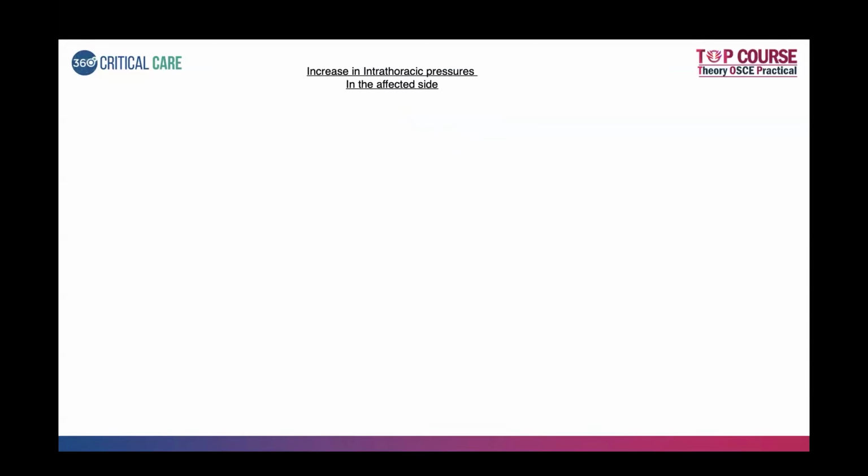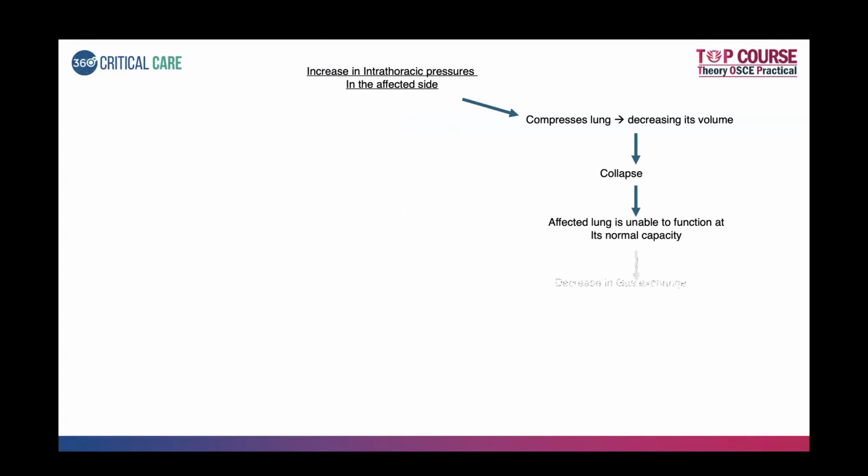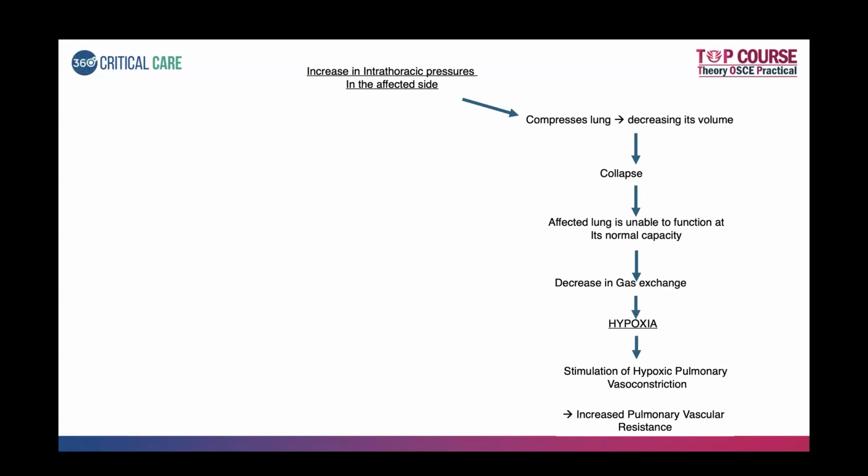The increase in intrathoracic pressure in the affected site can cause compression of that lung, decreasing its volume, leading to collapse, and the affected lung is unable to function at its normal capacity. That leads to a decrease in gas exchange, leading to hypoxia. That causes stimulation of hypoxic pulmonary vasoconstriction, leading to an increase in pulmonary vascular resistance, leading to worsening hypoxia and decrease in cardiac output.